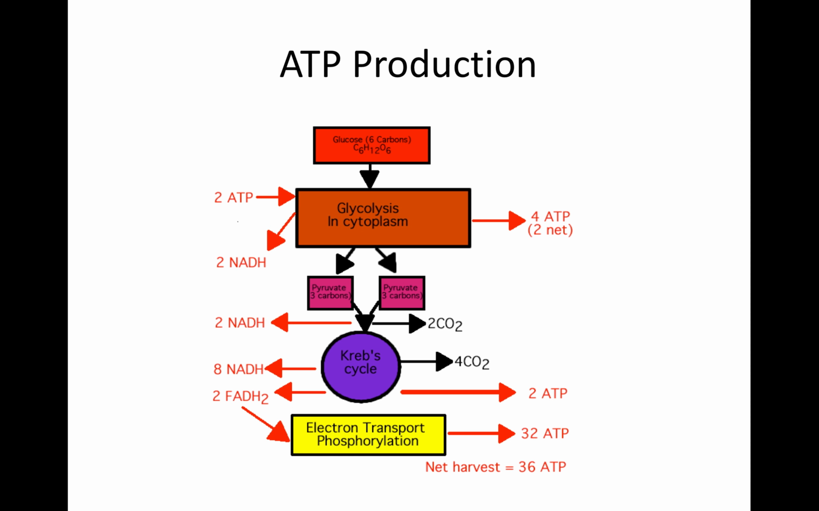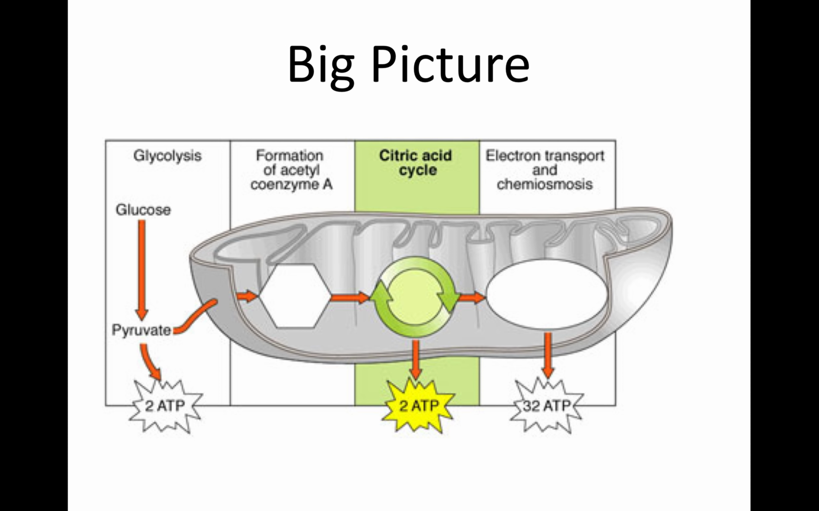Here's just another diagram showing you what's going into each step and what's coming out. I think our diagram's way better. And this is just another one showing you the overall big picture of what's happening. We're starting with glycolysis and breaking down glucose. We make pyruvate. We transform that pyruvate into acetyl-CoA, which then can enter the Krebs cycle or the citric acid cycle. And then those high energy carrier molecules are going to enter into the electron transport chain to create ATP.